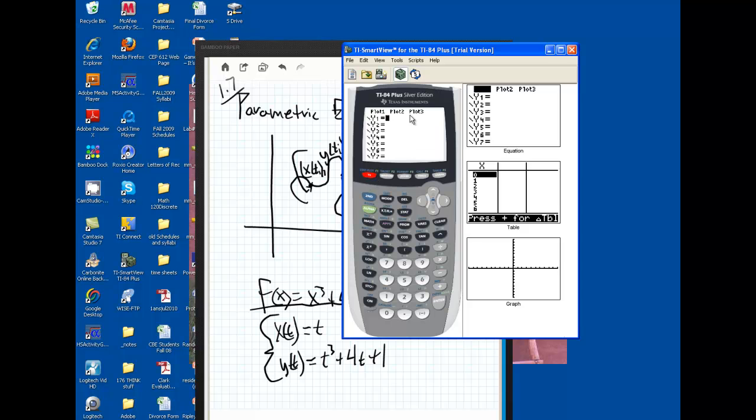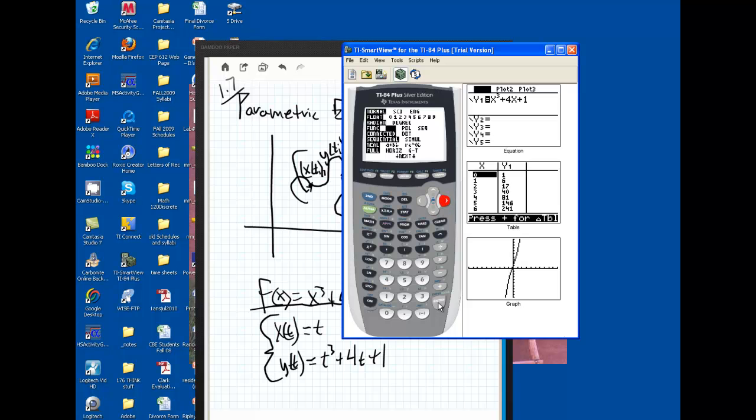All right, so first things first, what was it? X cubed, so x cubed, all right? And then I'm going to go plus 4x, and you can do this along with me, hopefully you are, plus 1, and then I'm going to hit zoom standard. I always do that. It's just a good habit. Now watch what happens. Why are they different?